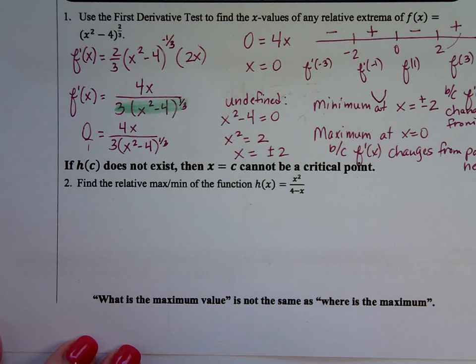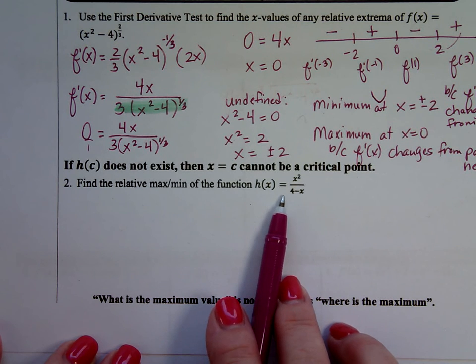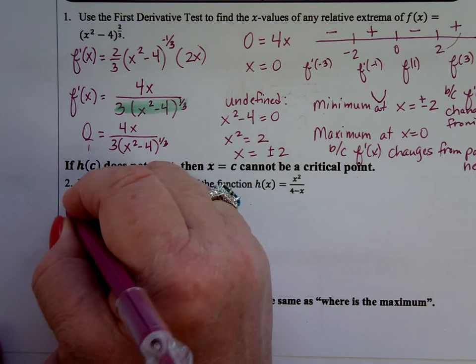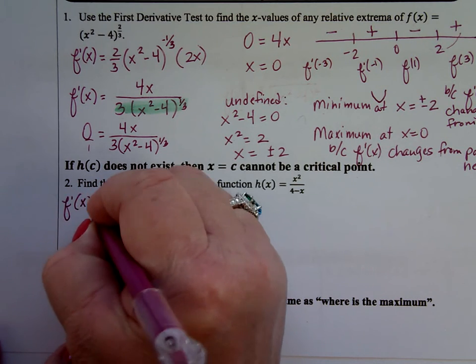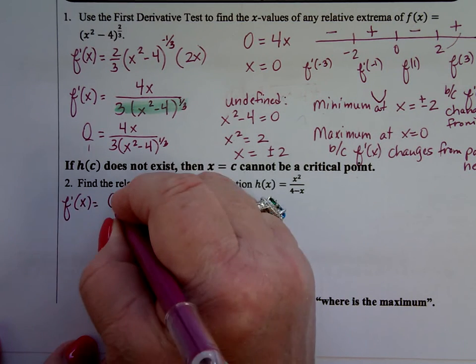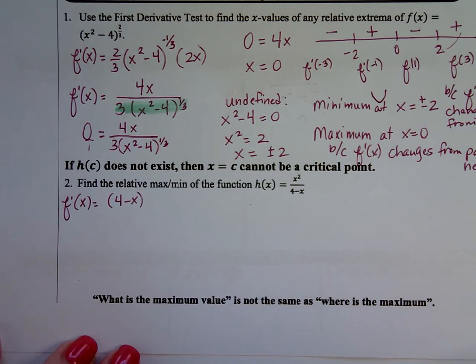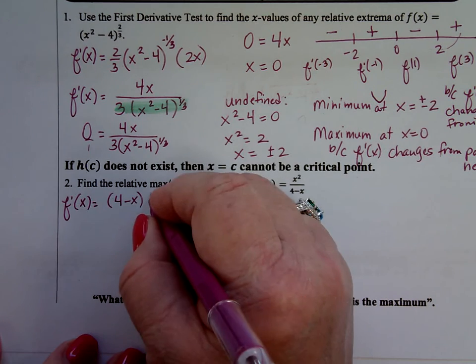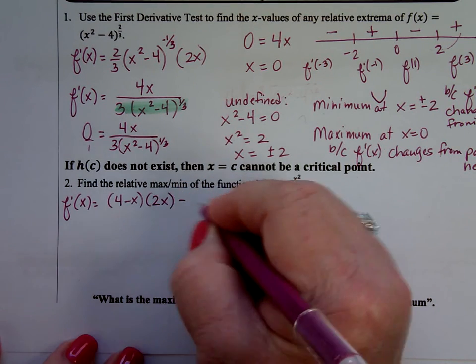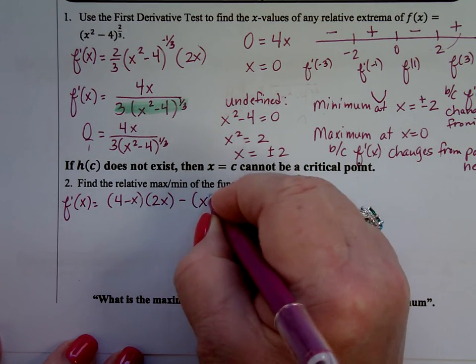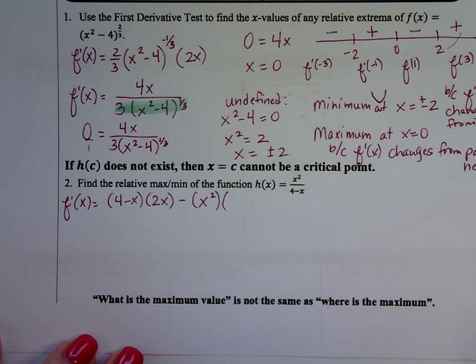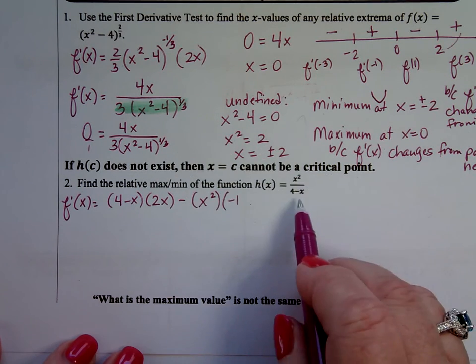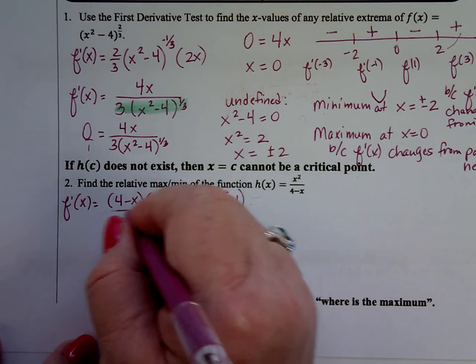And so if I take the derivative, I have to use the quotient rule, Hi-De-Ho. So I'm going to do that with this thing. 4 minus x times the derivative of the top, which is 2x, minus the top times the derivative of the bottom. That would be a negative 1 from this negative x, all over the bottom squared.